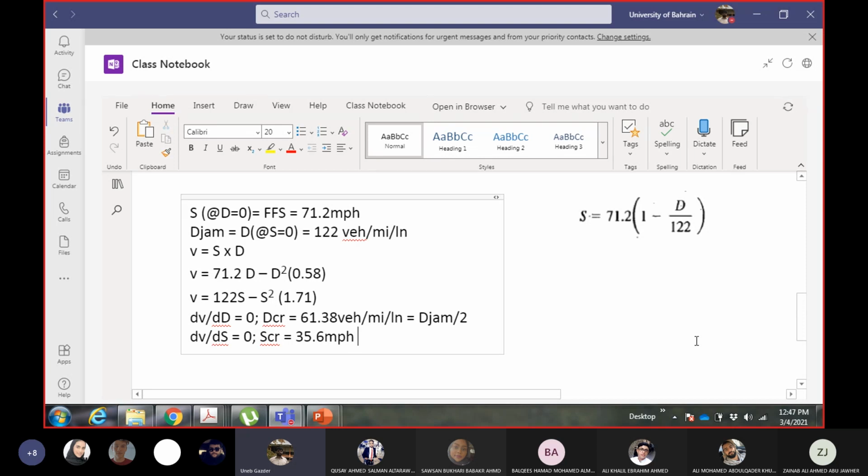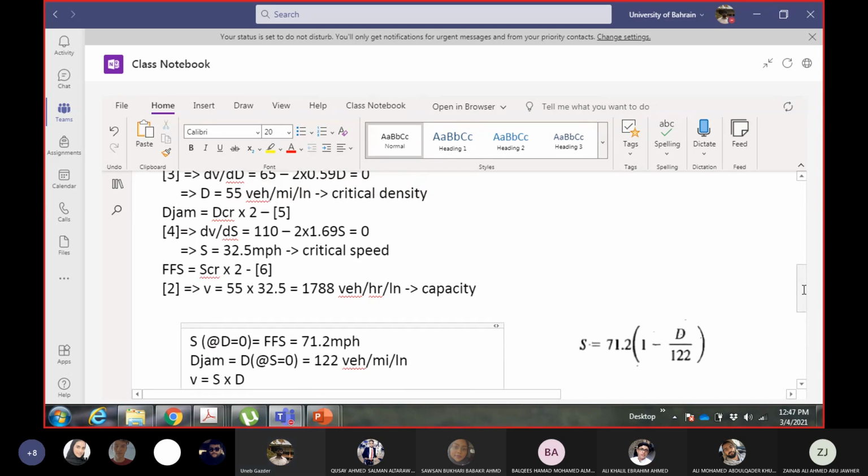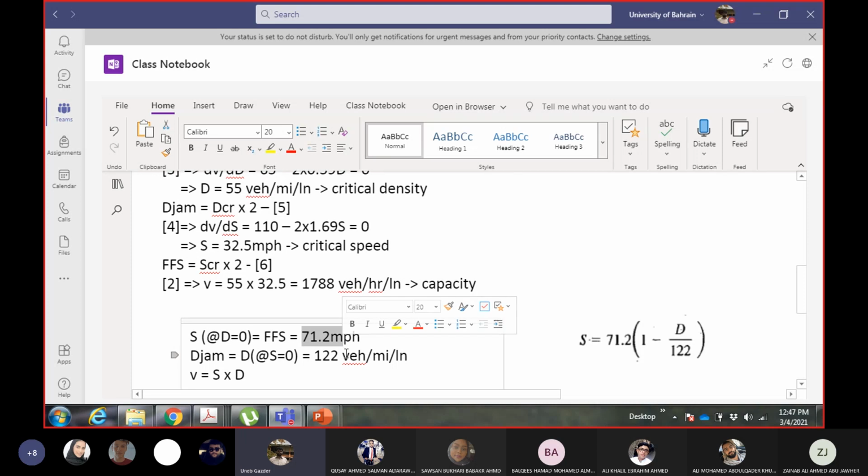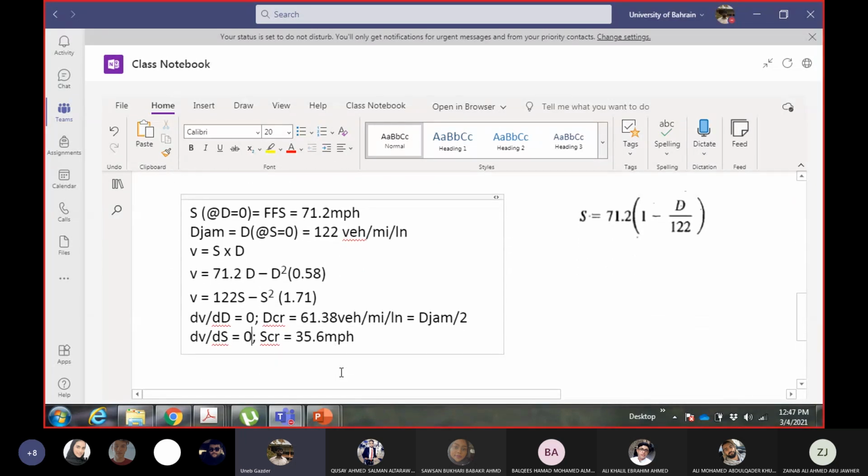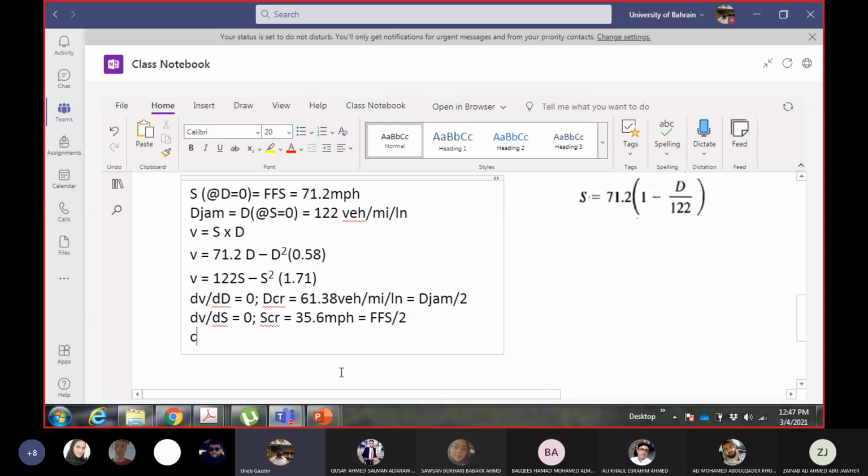And again we said that critical speed is half of free flow speed, and free flow speed is already known. So instead of doing this, if you do free flow speed divided by 2, it is also correct. Both approaches will give you the same answer, so both can be used. Now capacity will be equal to flow, which is d times s. So we will use critical values to find the flow.